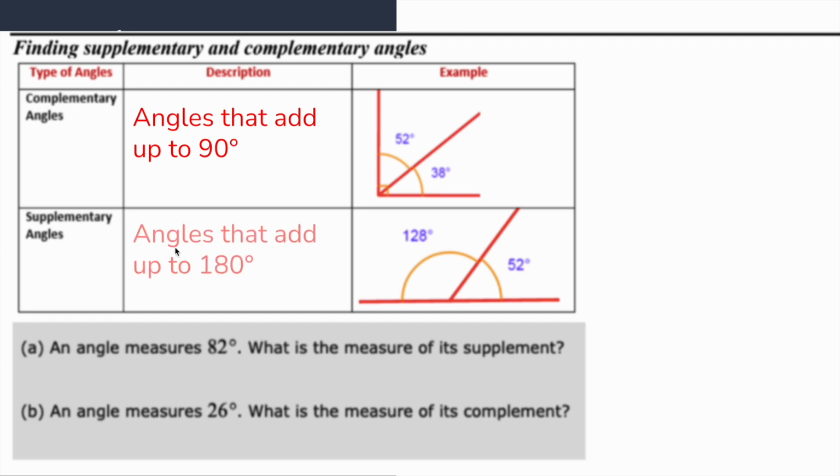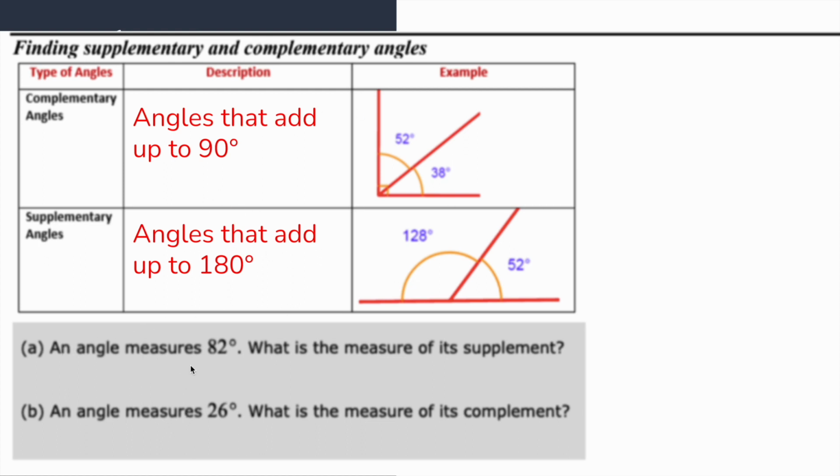Supplementary angles just means that they add up to 180 degrees. So I have a flat line. Flat lines are always 180 degrees. And if I add the two angles together that create those, then they are called supplementary. So 52 plus 128 is 180 degrees. Those are just the basic definitions there.